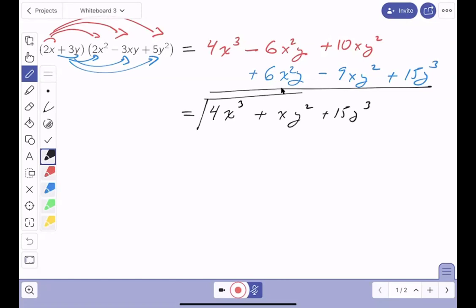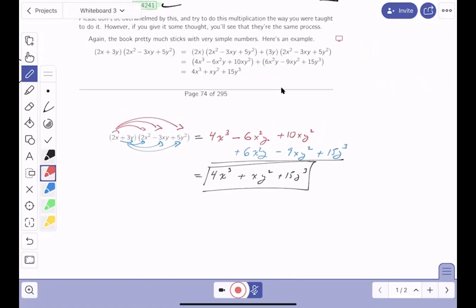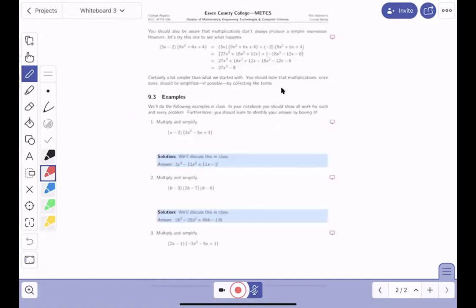Now, do mistakes happen? All the time. Go back to your key. Make sure you're looking at the answer in the key. What is that going to be? 4x cubed plus xy squared plus 15y cubed. Do mistakes happen? All the time. That's why we want to prevent that by looking at our answer key, see how we're doing. All right. Let's go to the next one.